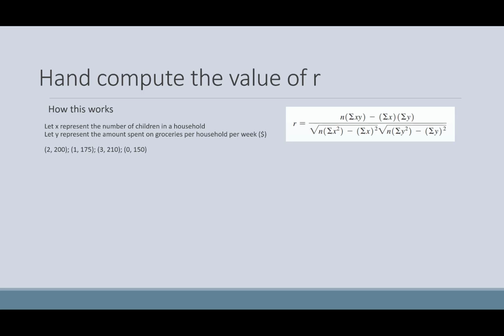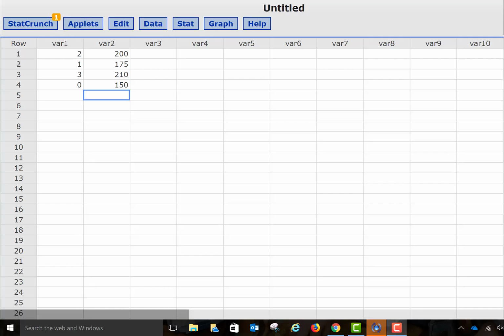Now, if you remember, the first thing we need to do is create a scatter plot of our data. I would recommend doing the scatter plot using technology. Alright, so I have StatCrunch opened up here, and as you can see I already have my data values entered. I have my X values in the variable 1 column and my Y values in the variable 2 column.